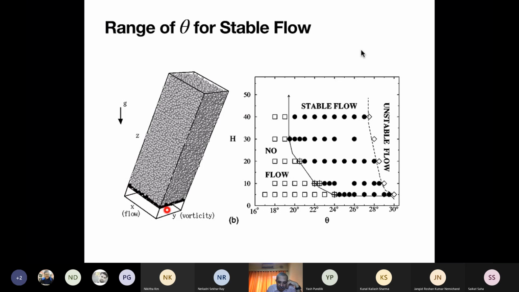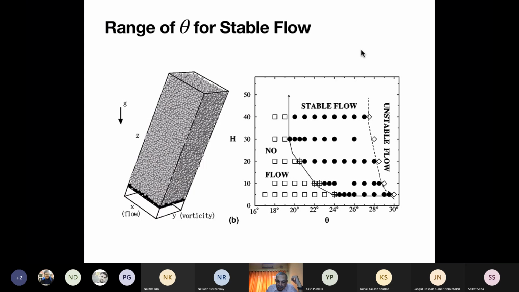You have an inclined plane, which is quite rough, and this plane is inclined at an angle theta. And there are periodic boundary conditions in the y direction and in the flow direction. So x is the flow direction, y is the direction normal to the flow, and z is the height.